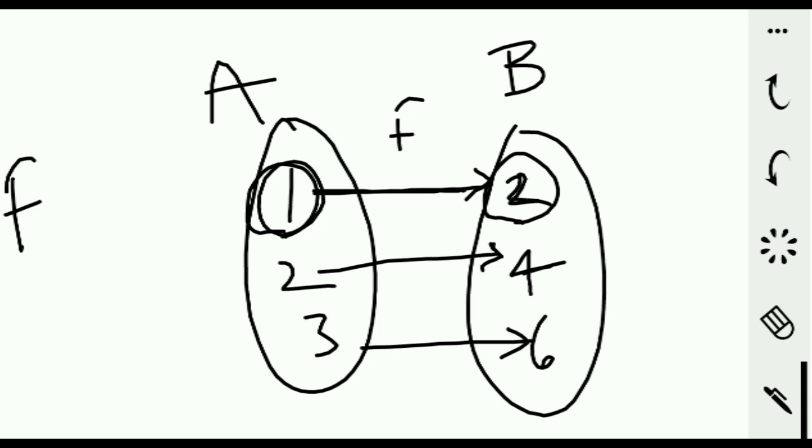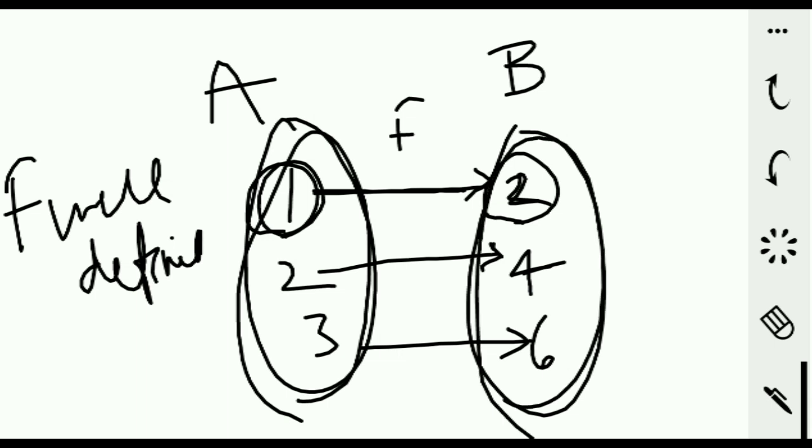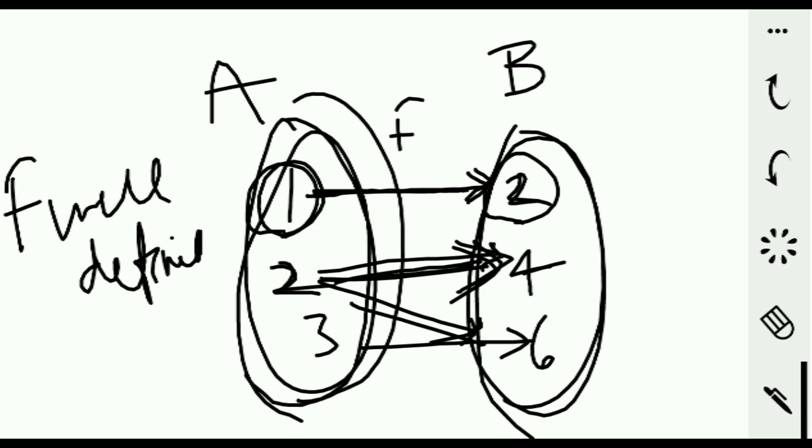So this function f will be well defined when all the elements in A have an image in set B, and that image will be unique. Unique means this one will have only one image and this two will have only one image. It could not be like this, where an element of A has two images in B. They will have only one image, and compulsorily all the elements will have an image.